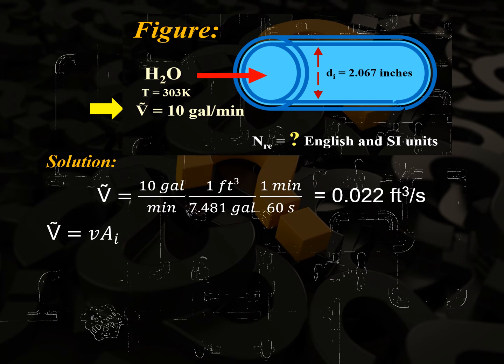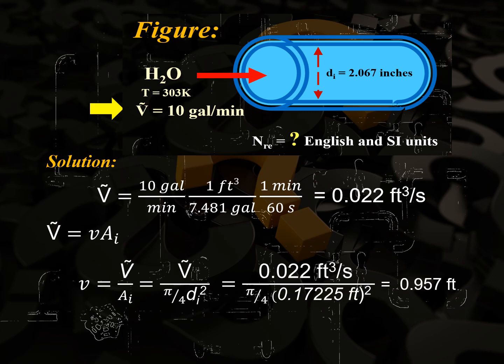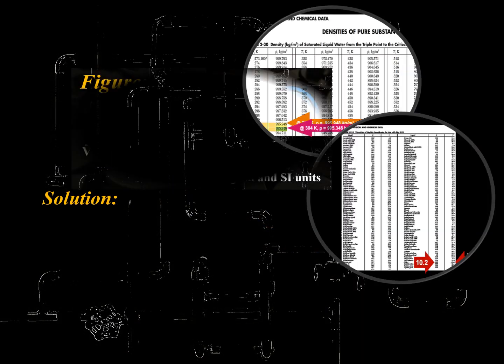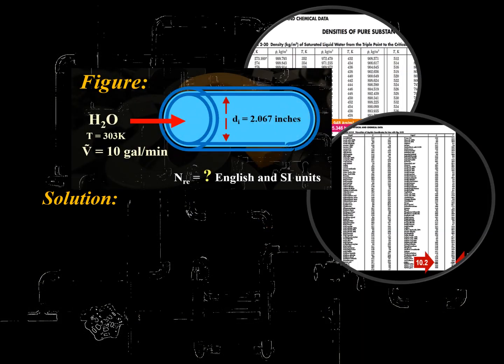Also, recall that the volumetric flow rate is equivalent to velocity times area, so we can already calculate the velocity using the equation. Thus, velocity equals the flow rate over the area, and the area is 1/4 πD squared. And so we are getting a velocity of 0.957 feet per second. Let us go to the value of density given that the temperature is 303 Kelvin.